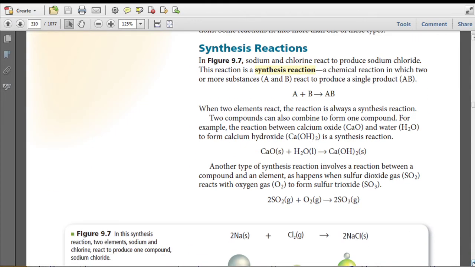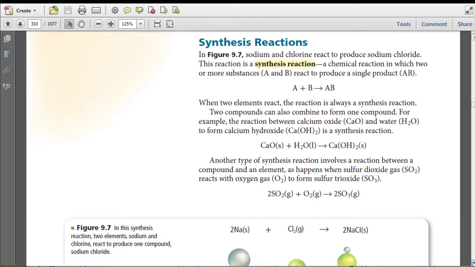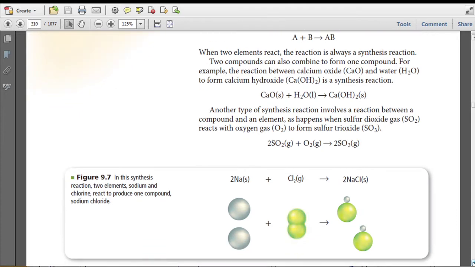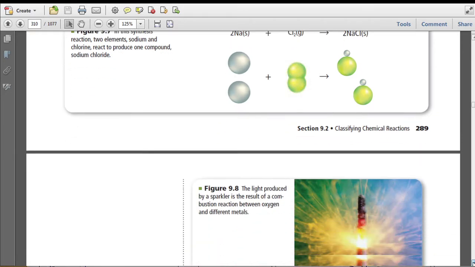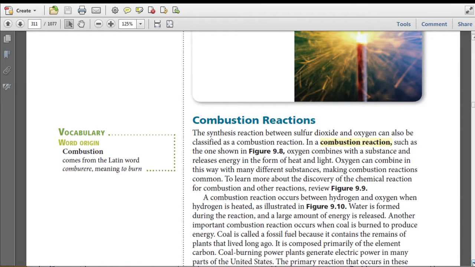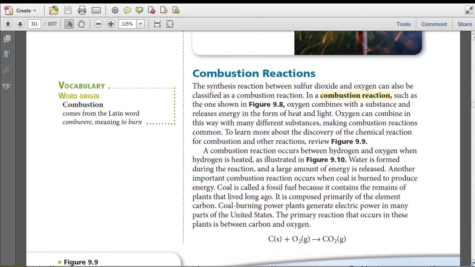Another type of synthesis reaction involves a reaction between a compound and an element, as happens when sulfur dioxide gas reacts with oxygen gas to form sulfur trioxide. And if we look at figure 9.7, sodium reacts with chlorine to form sodium chloride, and this is now balanced according to the law of conservation of mass and matter. The synthesis reaction between sulfur dioxide and oxygen gas could be classified as a combustion reaction.